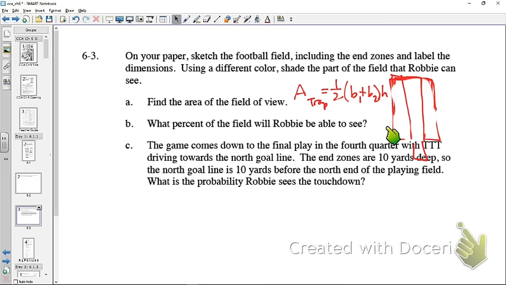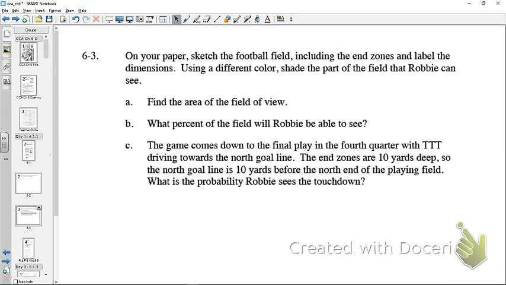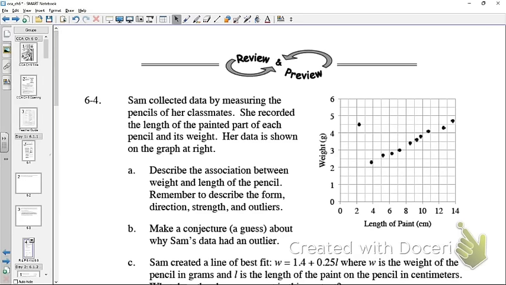And then part C gets you down to another question where you have to estimate probability, which goes back to last year. Again, I'm not going to do that for you. Okay, moving on. 3, 2, 1. And then that's it. All right.